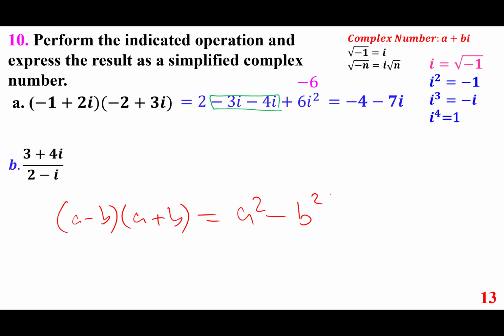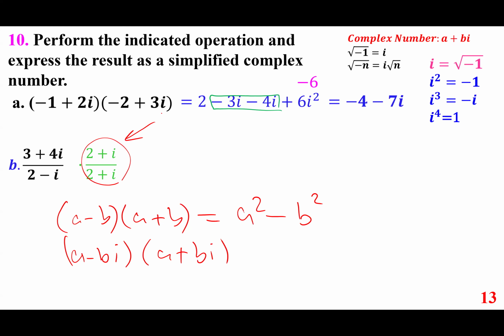The conjugate for a minus bi is a plus bi. So we're going to multiply and divide by 2 plus i. Why do we multiply and divide? Because you don't have a right to multiply by any number except 1, and this ratio is 1. When you do that, this becomes a squared minus b squared i squared, and therefore it's a squared plus b squared because i squared equals negative 1.